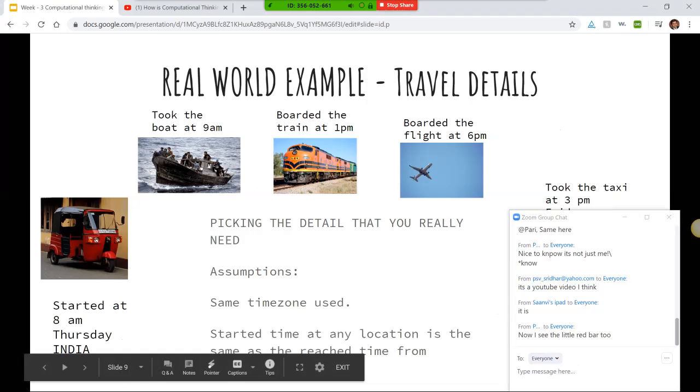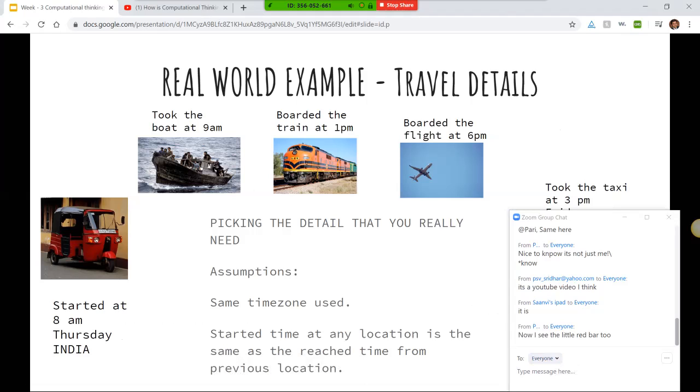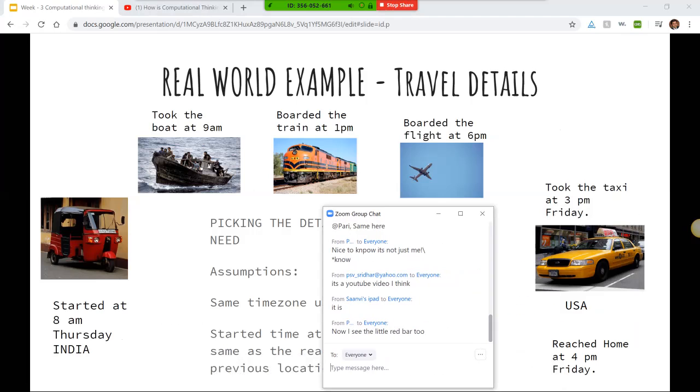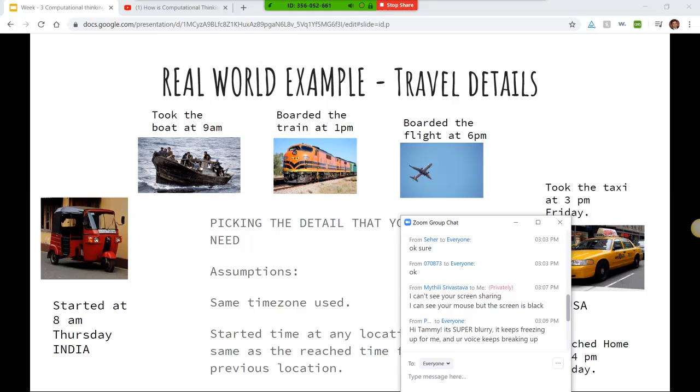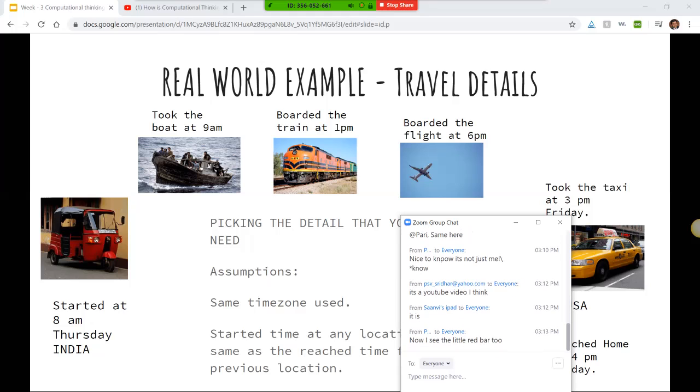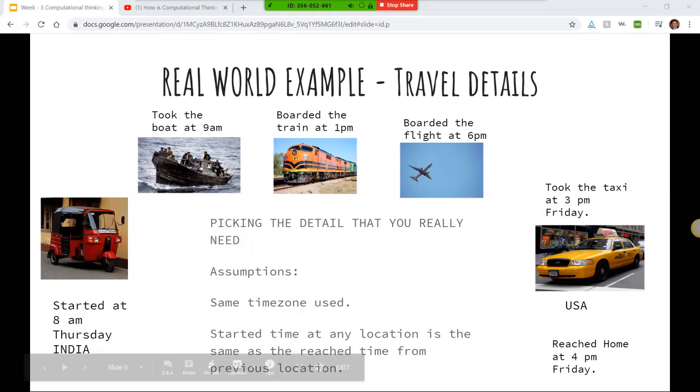And last time we talked about this example, right? The example of starting at 8 a.m. in India and reaching the US at 4 o'clock the next day. There were several steps. Did anyone miss last time what we did here? I wasn't here. You weren't here last time? Okay, let me go through this real quick. I was giving an example where I started in India at 8 o'clock on Thursday.